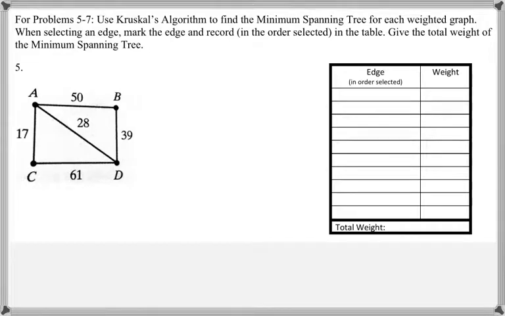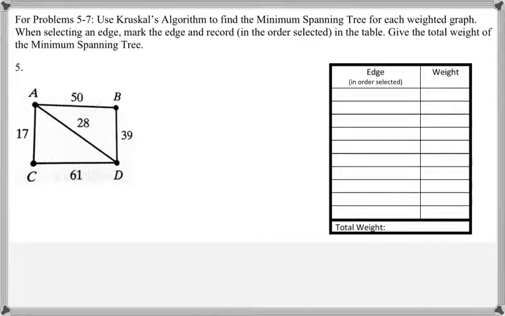For problems 5 through 7, use Kruskal's algorithm to find the minimum spanning tree for each weighted graph. When selecting an edge, mark the edge and record in the order selected in the table. Give the total weight of the minimum spanning tree.